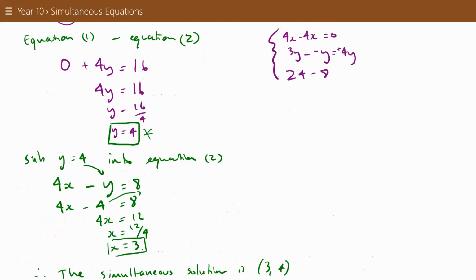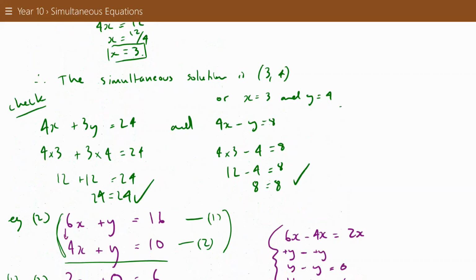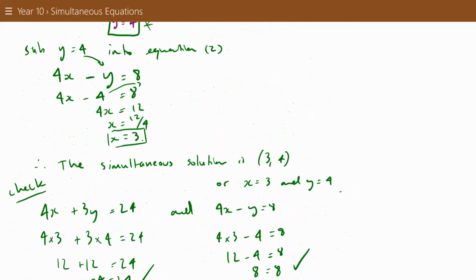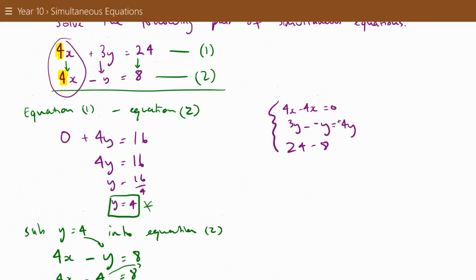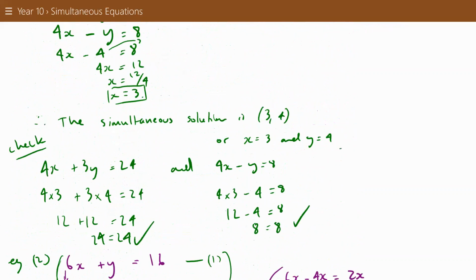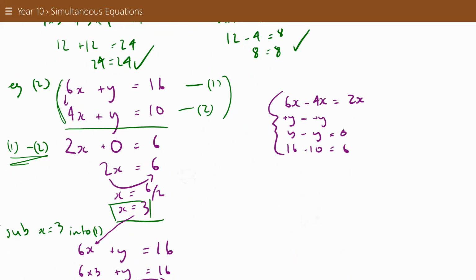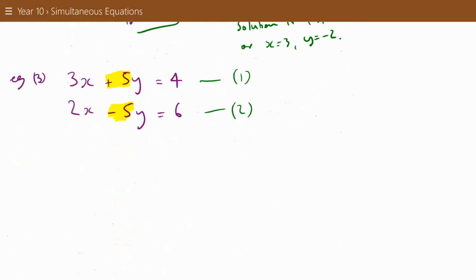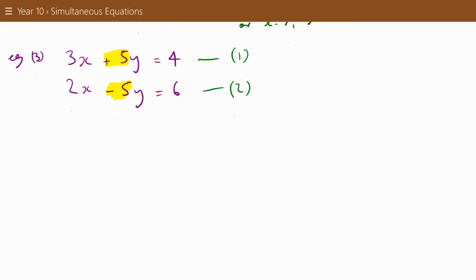Same with up here. Up here, we subtracted, got rid of the 4. But this is plus 4, this is plus 4. This was plus y, this was plus y. Notice the signs are different now.